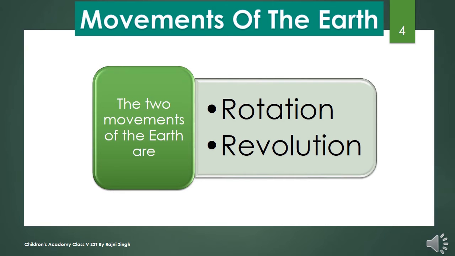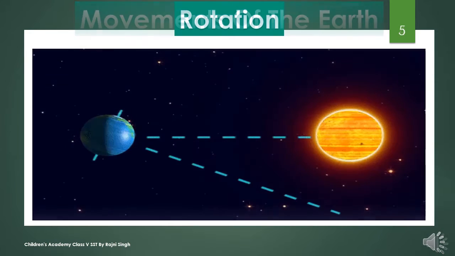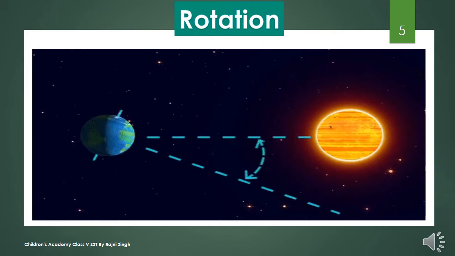Students, the two movements of the earth are rotation and revolution. Now we will read about rotation. What is rotation? The spinning movement of the earth on its own axis is called rotation. It means, student, earth jab apne axis pe hi chakkar lagati hai, hum usko rotation kehte hain. And the earth takes 24 hours to complete one rotation. Aur earth ko puri 24 hours lagte hain apne ek rotation ko complete karne mein.